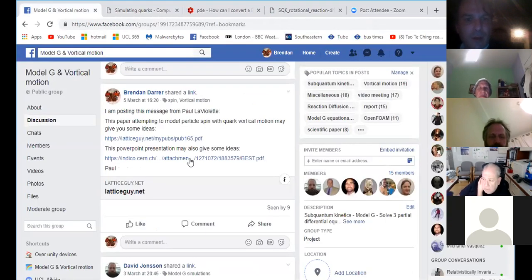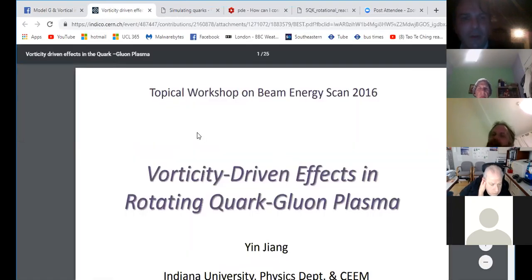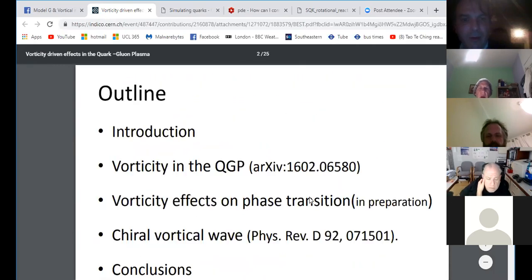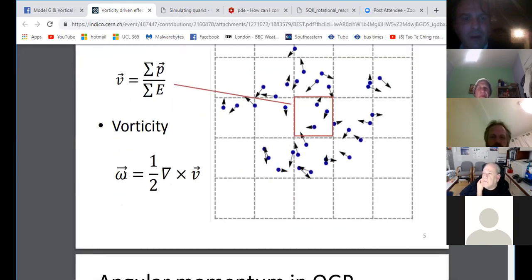And also, if you look at this one here, this is the presentation, something like vorticity-driven effects in rotating quark-gluon plasma. You can see down here he's defined omega as vorticity. That's half. Okay, so he's calling it half, but he's calling it vorticity. So sometimes they just define things in different ways. But here he's defining vorticity as the same as the other guy defined rotation. So it seems rotation and vorticity are very similar.